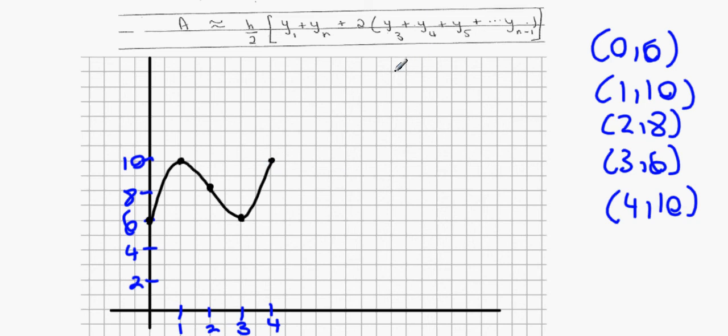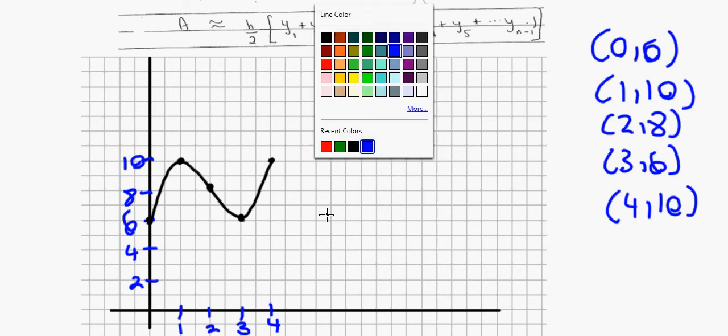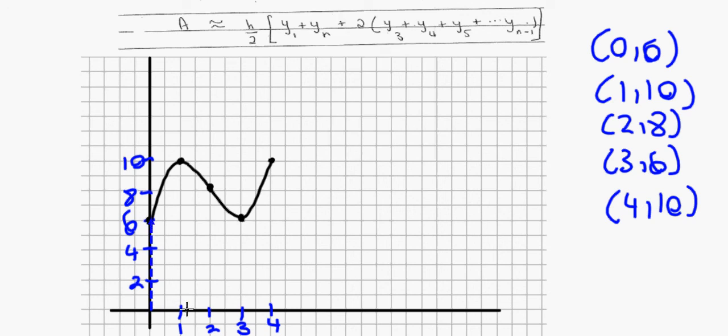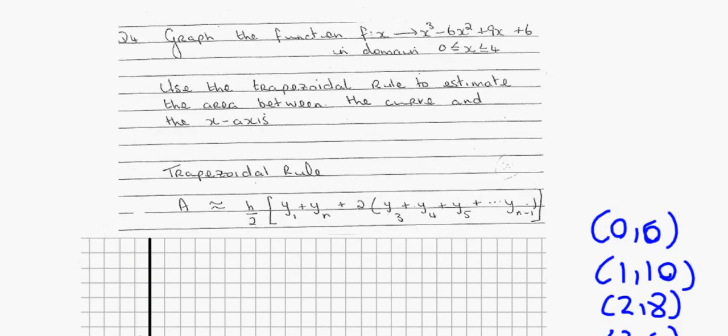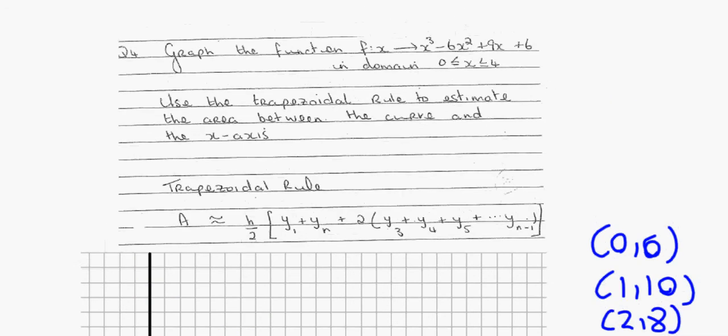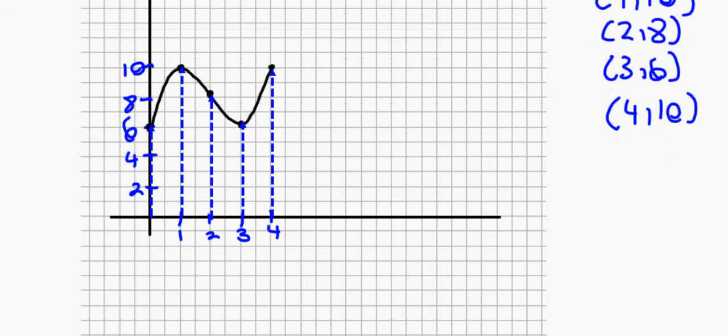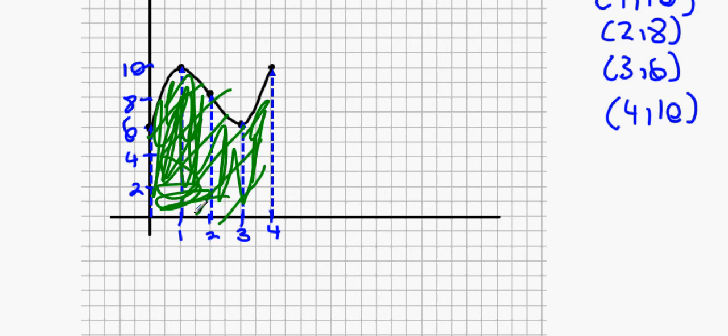Okay, now what we have to do is use the trapezoidal rule to estimate the area of this object. By the trapezoidal rule, we have to get all the heights, these heights here, of each one in between the curve and the x-axis. In the question it says to use the trapezoidal rule to estimate the area between the curve and the x-axis. So the area that we're trying to estimate is this area here, colored in green. We're trying to estimate that.